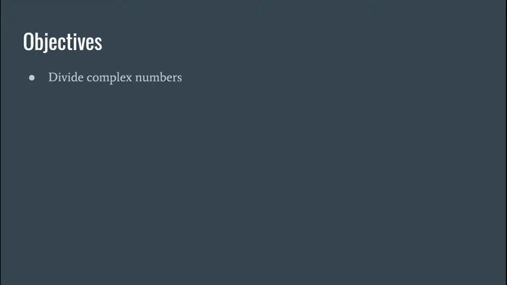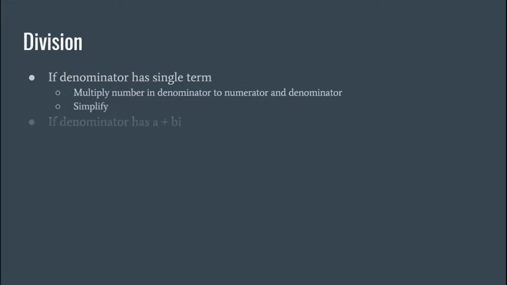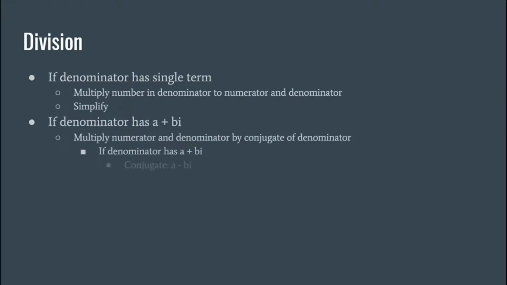Okay, so we'll be dividing complex numbers, and let's go over the steps. If the denominator has a single term, I'm just going to multiply that denominator to both the numerator and denominator, and then simplify it. But if your denominator has the complex form a plus bi, you're going to multiply the numerator and denominator by what's called the conjugate of the denominator. So, for example, if your denominator is a plus bi, the conjugate is going to be a minus bi. Basically, the conjugate is just going to be the opposite sign of what's between your two terms. Then you're going to distribute, FOIL as you need to, and then simplify.